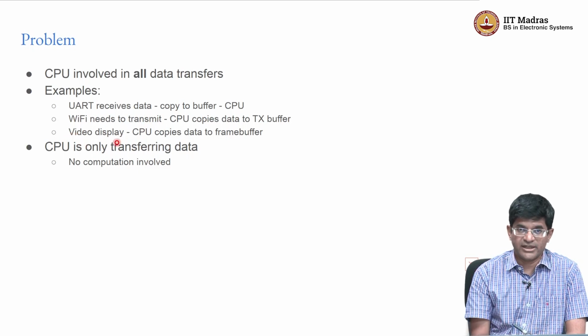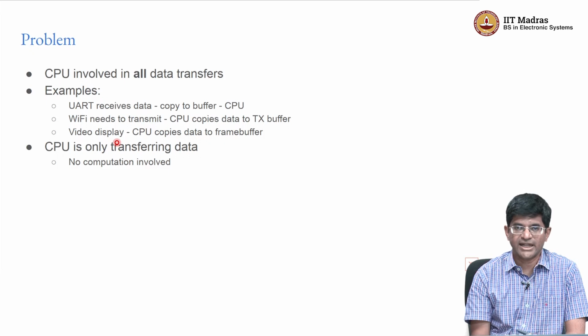And the video display, typically we want to have display screens that are refreshing around 60 times per second, right? And if a CPU had to basically go and copy the pixel values for each and every one of the pixels 60 times per second on a screen, the CPU would not have time to do anything else.